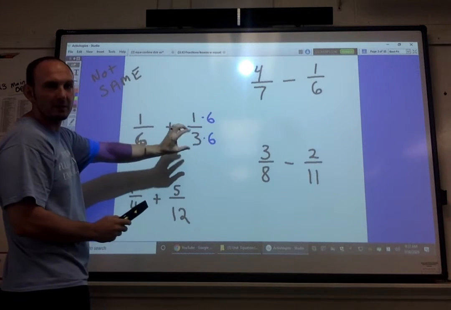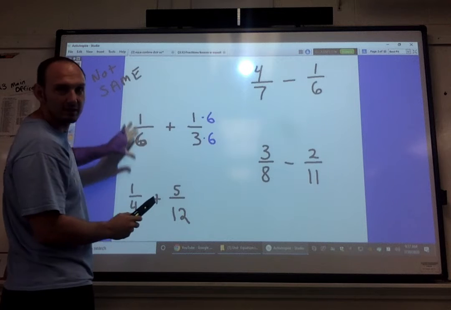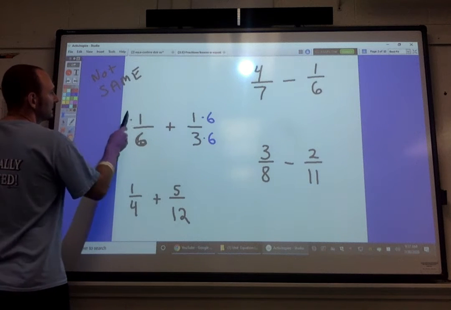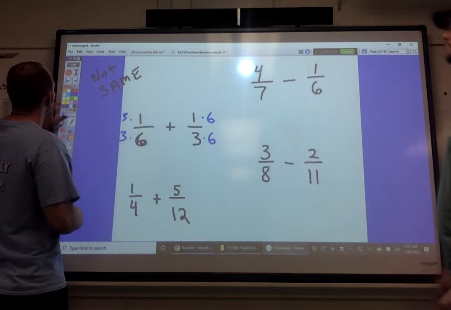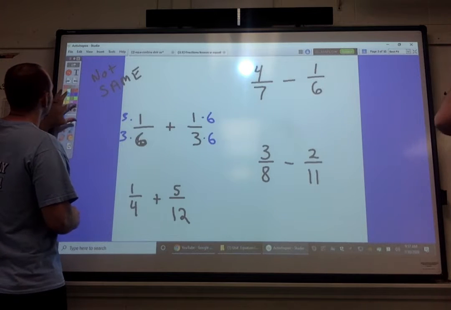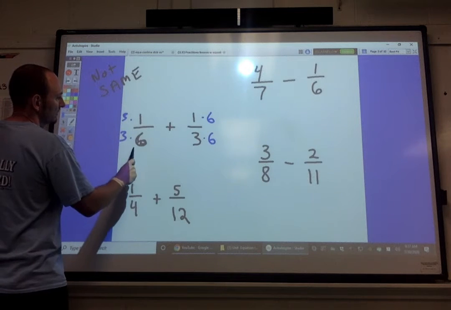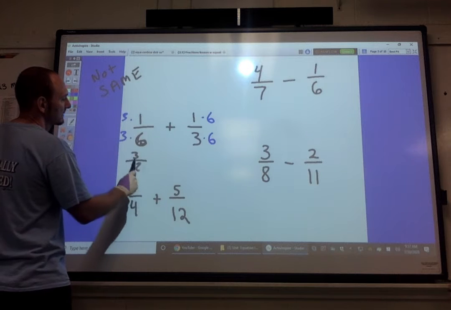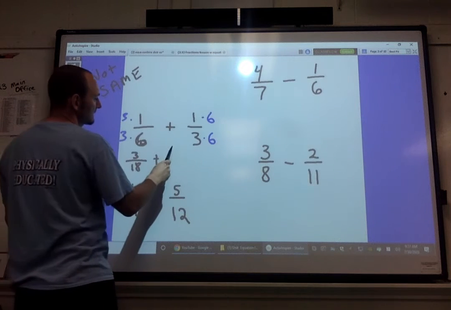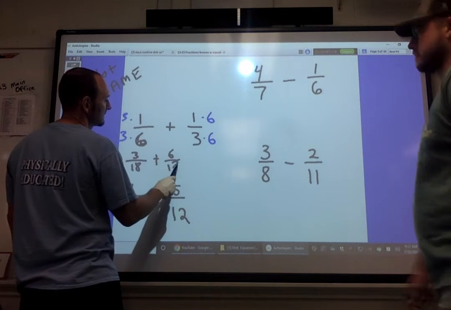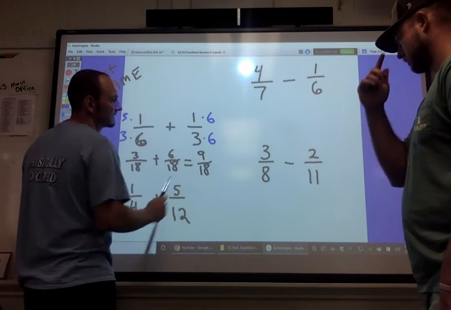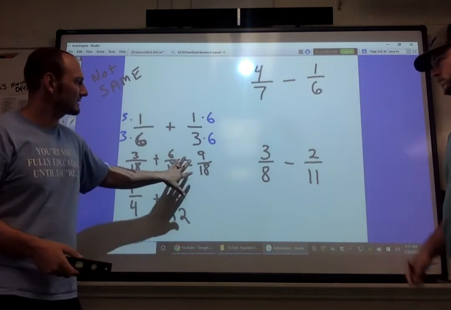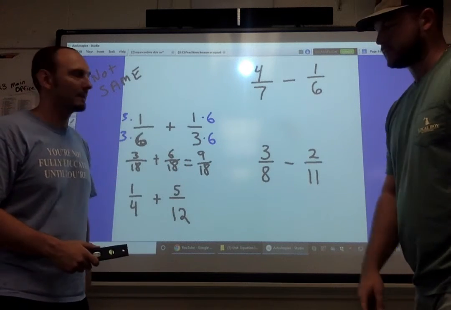I'm going to do the same thing. I'm going to take this denominator and multiply this whole fraction by it. Times 3, times 3. And then we will get new numbers. So we'll have 3/18 plus 6/18. Hey, now they're the same. So the answer to this is 9/18. But that's not simplified. What should we do?